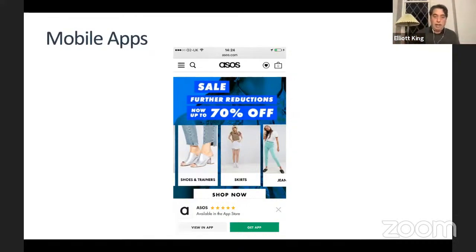Obviously, the social media apps make use of the rich experiences that apps can deliver, access to photos and data that's on your phone. They will make use of it.